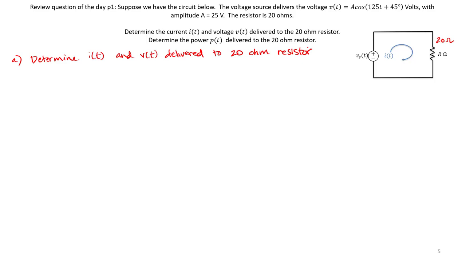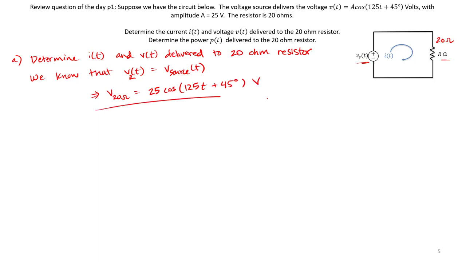In this case, we are already given v(t). Notice the only thing in our circuit besides our source is that resistor. So we know that v(t) for our resistor is just going to be our source, as there's nothing else in our circuit. So the voltage source is delivering all of its voltage to our resistor. Therefore, the voltage delivered to our 20 ohm resistor is just 25 cosine(125t + 45 degrees).